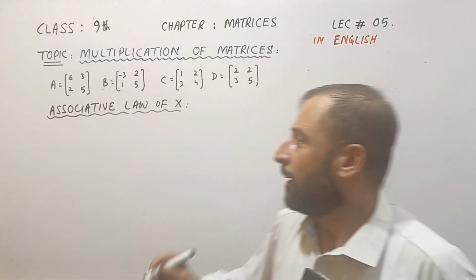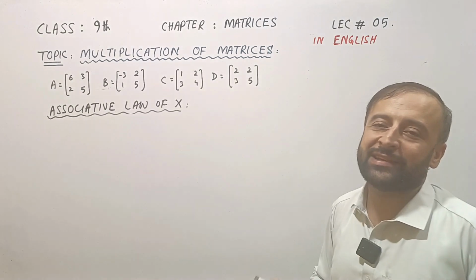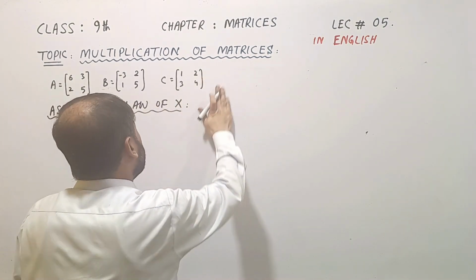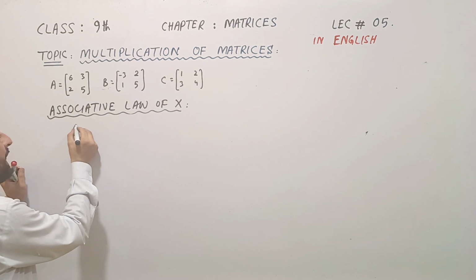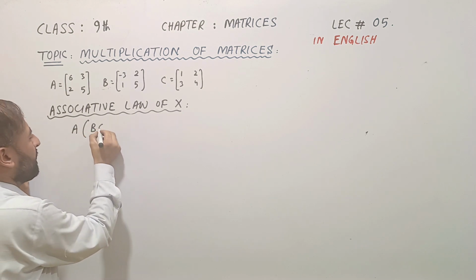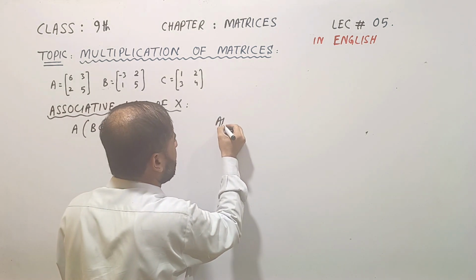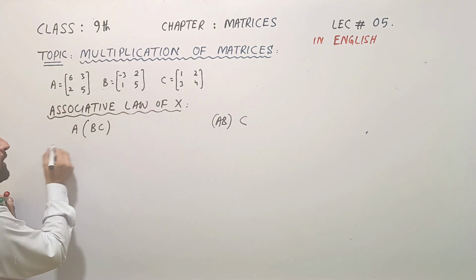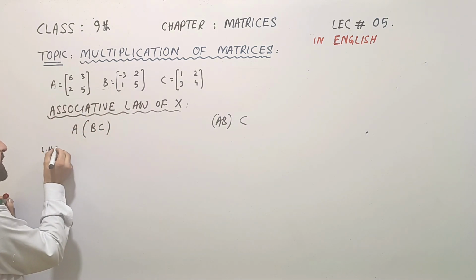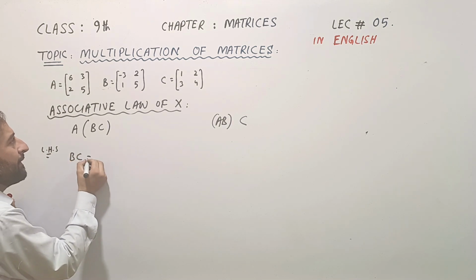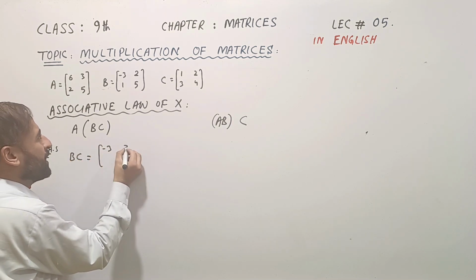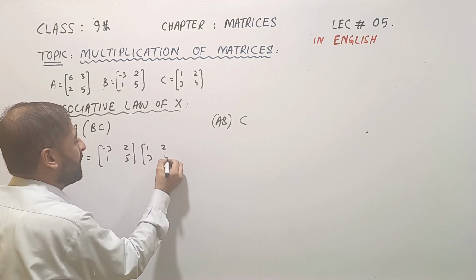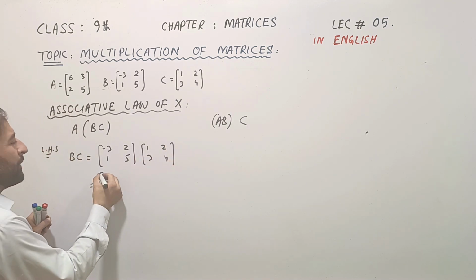Okay, students, the associative law of multiplication holds. Like these previous matrices, they will always be equal: A times BC and AB multiplied with C. You will see. First calculate BC. This is B, minus 3, 2, 1, 5, and this is C, 1, 2, 3, 4. You got the point, students.